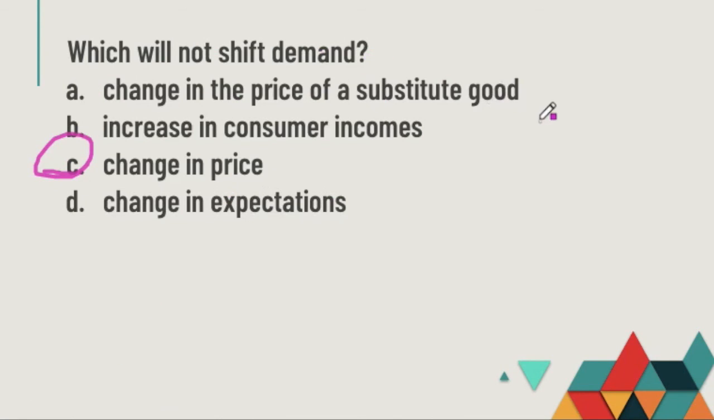A, a change in the price of a substitute good. We know that the substitute good is related to related goods, which was a shifter of demand. So it's not A. Increase in consumer incomes. We know that when people have more money, they're going to be buying the products more. So it's going to shift the demand curve to the right. So that's also not the answer. Change in expectations. We know change in expectation is a shifter of demand and of supply. So we know this is also not the answer, leaving us with C.